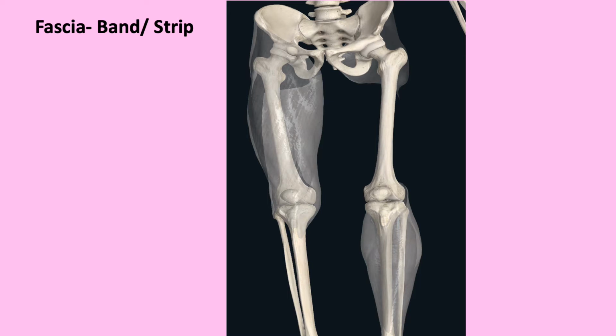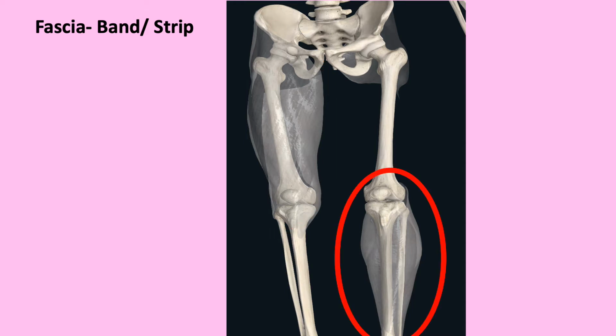So fascia, we are referring to a band or strip. The first fascia we have would be the gluteal fascia. As the name itself suggests, gluteal refers to the buttock. Gluteal fascia only covers the posterior part of the buttocks, and then you will have the fascia lata, L-A-T-A. Lata refers to broad, so it's a broad fascia.